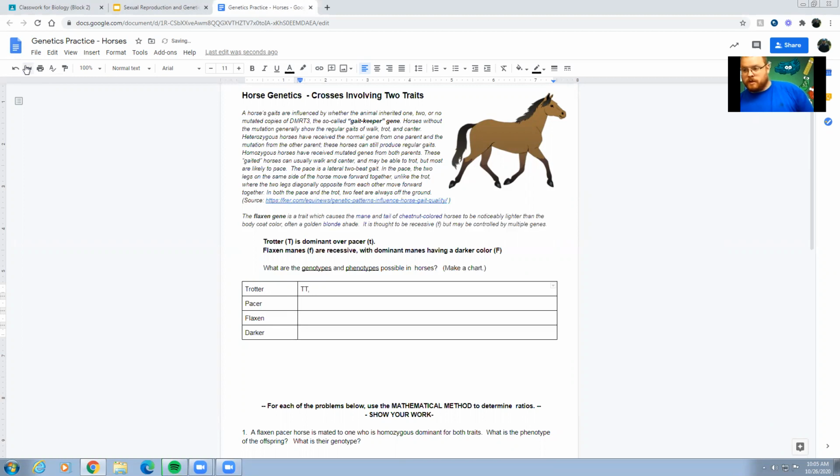Trotter can be two things, big T, big T, or big T, little t. It can be homozygous dominant or heterozygous dominant. Pacer can only be homozygous recessive because it is a recessive trait. The same goes for flaxen and darker.